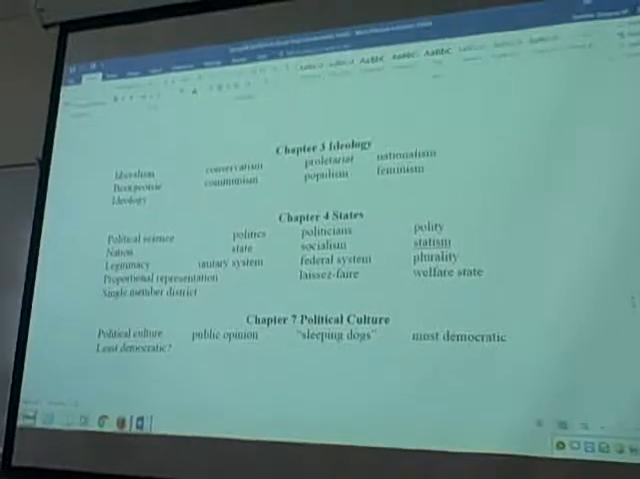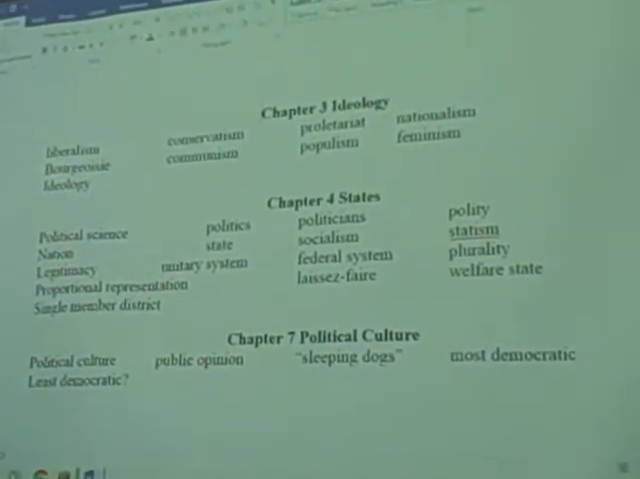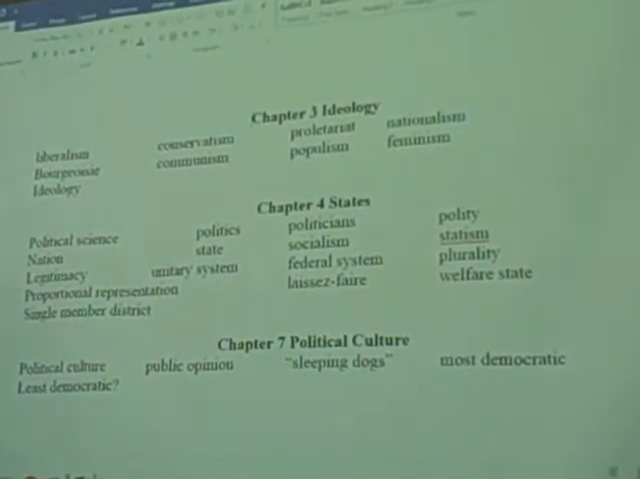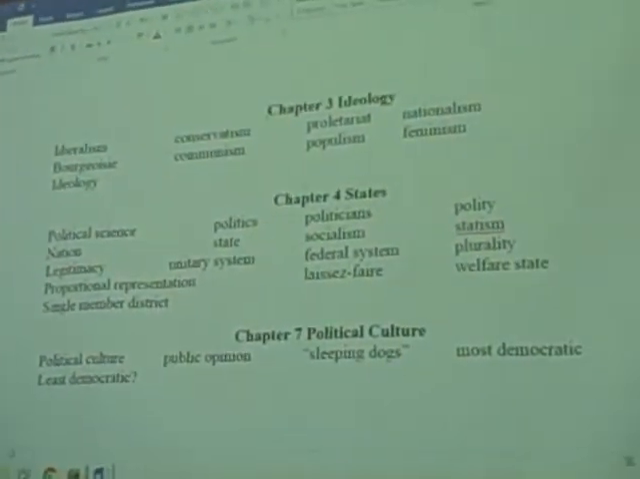Anything jump out that you might have some questions on, and we'll go from there. Chapter 4, just in general. Let's start with chapter 4, just so that we can go ahead and go in order.